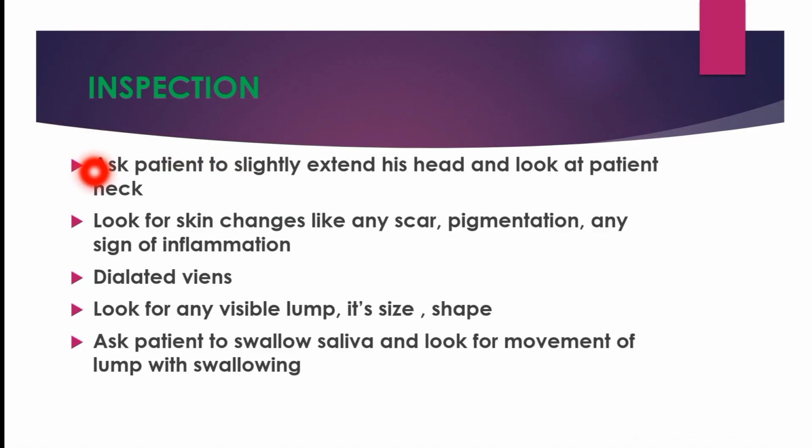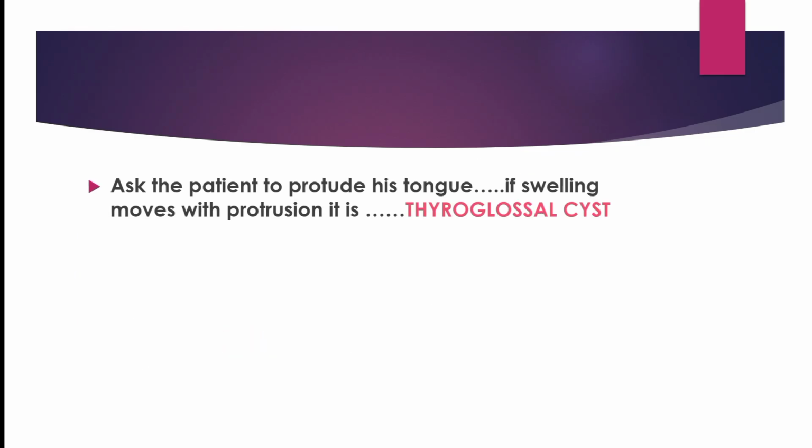In inspection, ask the patient to slightly extend his head so that the neck becomes prominent, and look at the patient's neck and note any skin changes like any scar mark, pigmentation, and any sign of inflammation on the neck, and also note any dilated veins. Similarly, also look for any visible lump, and if a lump is present, note its size and shape, and also ask the patient to swallow saliva and look for the movement of the lump with swallowing, because thyroid swellings move with swallowing.